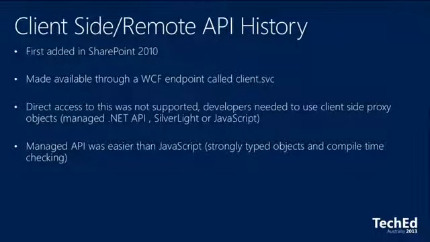And our developers, even in our own team, tell me they still spend a lot of time on the .NET API because they have strongly typed objects, they have compile-time checking, and they don't need to find out at runtime that there's something wrong in their JavaScript.